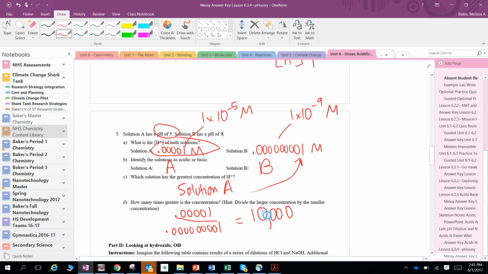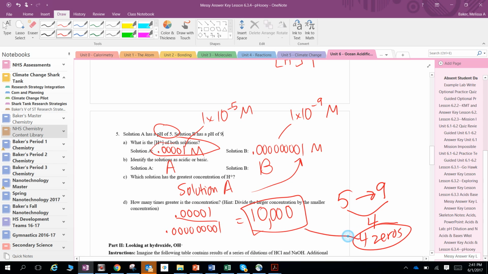And kind of a cheat way to do that: every time pH goes up by 1, it's changing by a power of 10. So from 5 to 9, that's a difference of 4. So you can do 4 zeros after the 1 to know how much greater the concentration is. So there are 10,000 times more hydrogen ions in a solution that has a pH of 5 than a solution with a pH of 9.